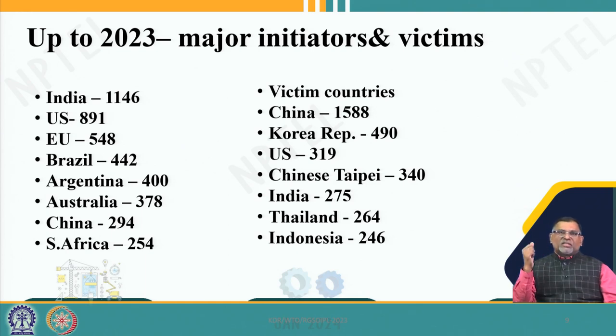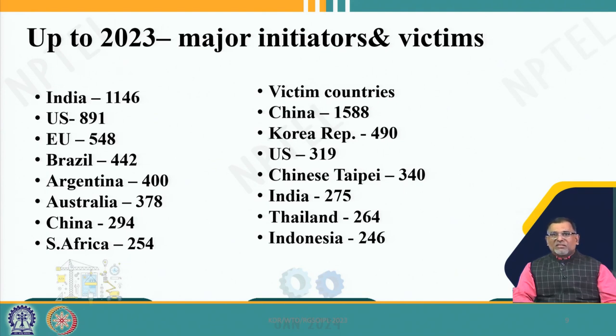Australia, we can understand, is a developed country, 378. China, which became a WTO member in 2002, hardly 21 years ago, has started 294 anti-dumping actions, South Africa 254. At the same time, the victim country of anti-dumping actions is China. 1,588 cases have been filed against them. And small countries like the Korean Republic faced 490 cases.